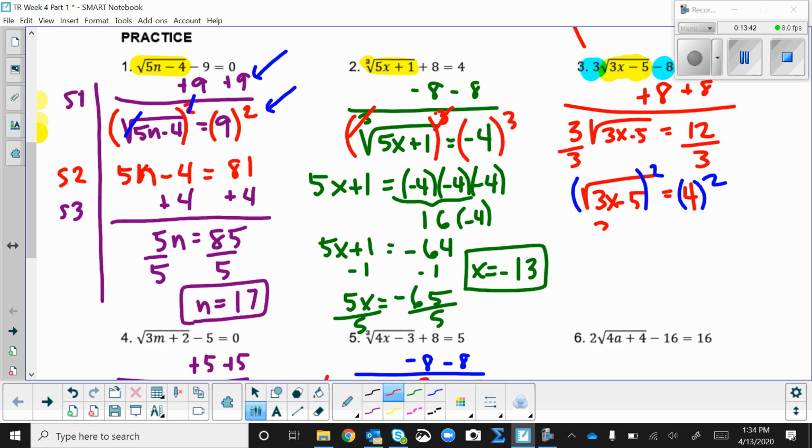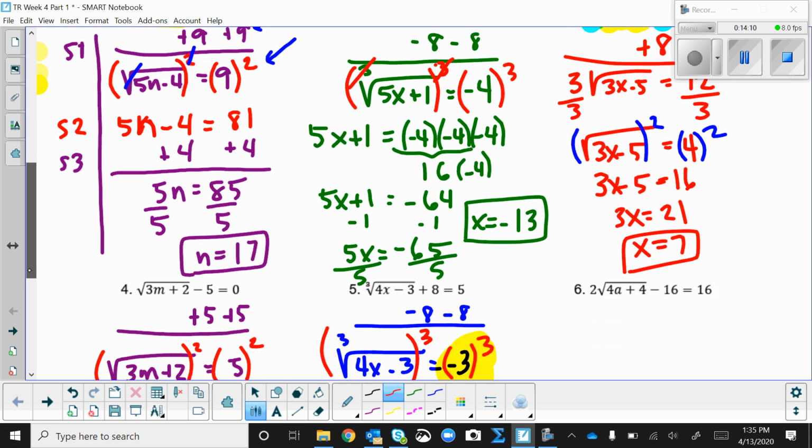That leaves me 3x minus 5 equals 16. Add 5 to both sides. Gives you 3x equals 21. Divide both sides by 3. Gives you x equals 7. I'm going to stop the video and let you work number 6, and then come back when you're ready to check your work with mine.